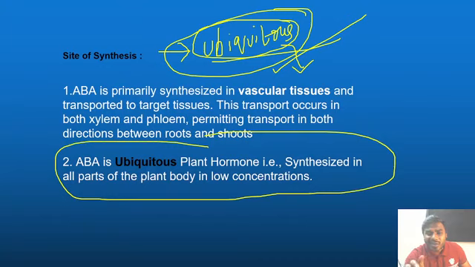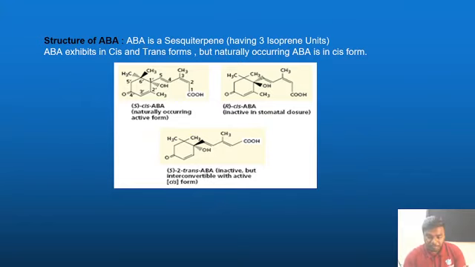But you should not think that when I say abscisic acid is synthesized everywhere in the plant body, it is released in the highest concentration. If abscisic acid were released in high concentration, the plant would die immediately. No, abscisic acid is released in all parts of the plant body at a very low concentration. Kindly don't forget that, friends.